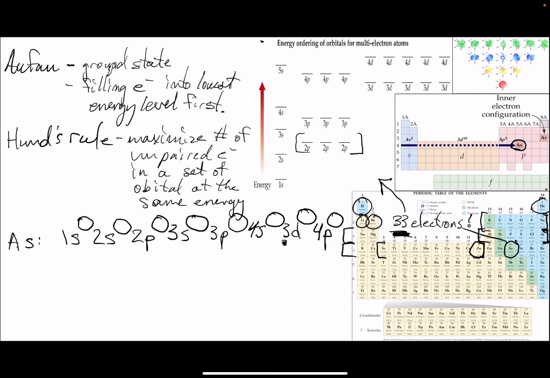We know the 1s orbital can have 2 electrons. We typically indicate the m sub s of a half. We can use a half arrow.